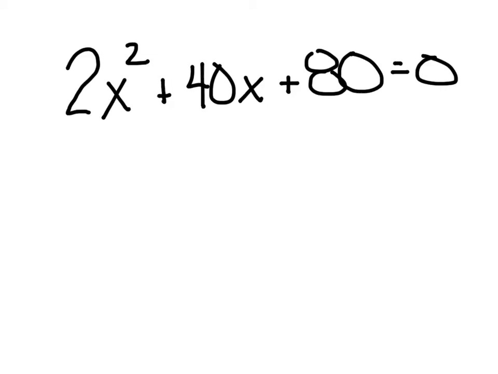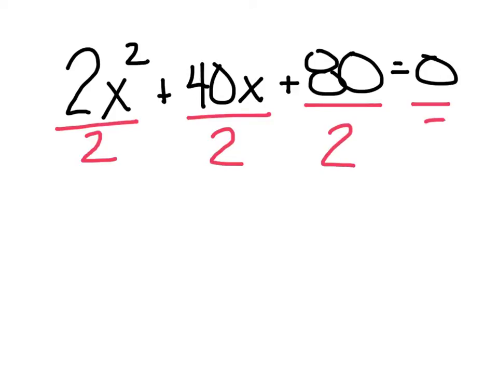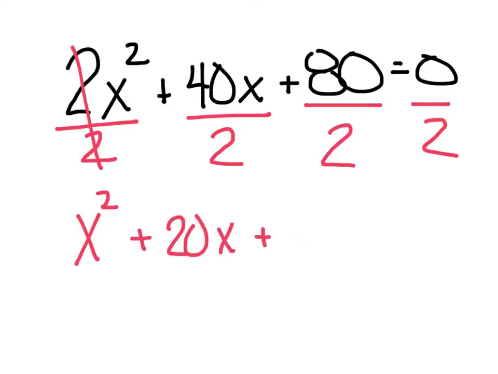All right, next example. We'll walk through one more together, so take good notes, and then we're going to try some on your own. All right, I want to complete the square. This leading coefficient has to be a 1. So to get rid of that, I just divide every single term I have by 2. All right, so I get x squared plus 20x plus 40 equals 0.